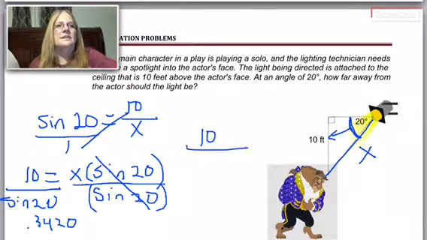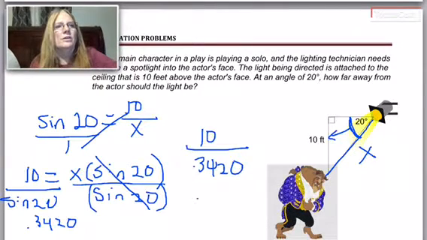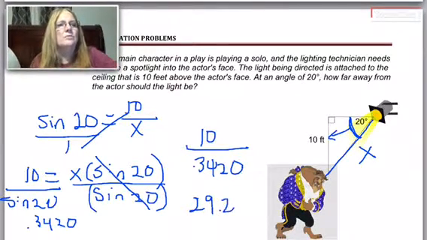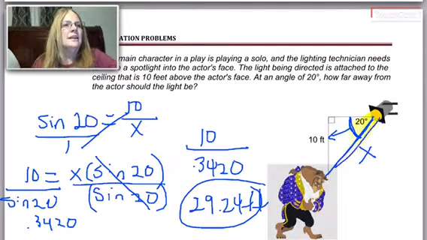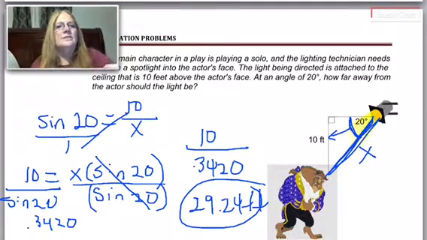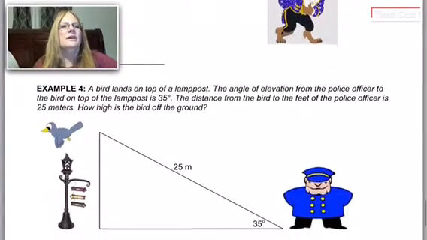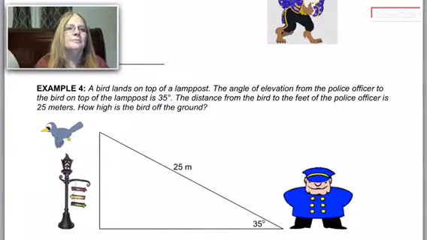So I'm going to take 10 and divide by 0.3420. 10 divided by 0.3420 is 29.24. So x is 29.24, or how far away the light has to be from his face. All right, so you should pause the video and try and do the last one yourself, and then I will write it up for you.